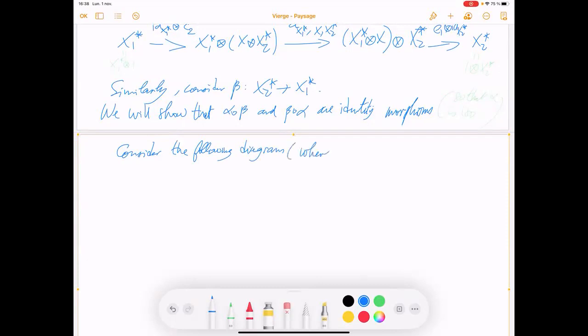Where the associativity constraints and parentheses are suppressed.